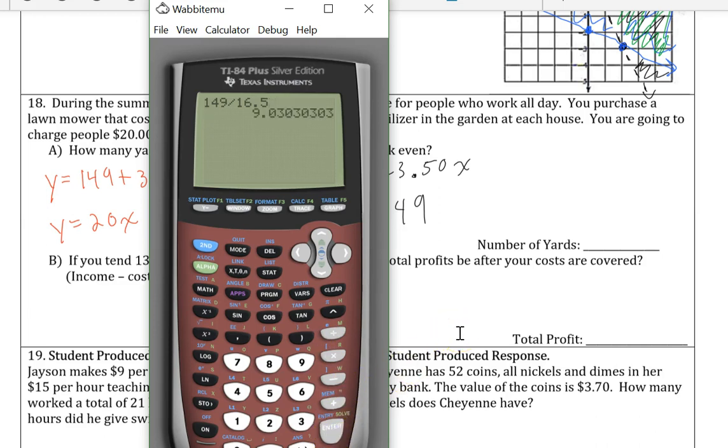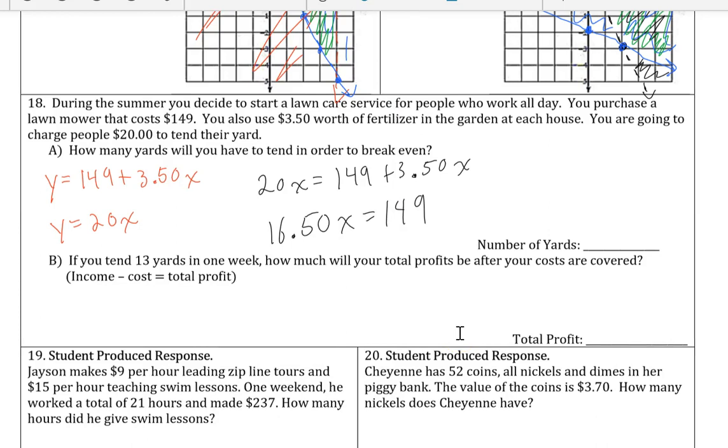So we're looking like 9.03. Now, as we've talked about before, is it possible that I could mow 9.03 yards? Probably not, right? So I couldn't tend to 9.03 yards. So we're going to need to round that up. So I'm going to need 10 yards done, because at 9 yards, I'd still be a little bit losing money. So I want to get 10 done to start making money.